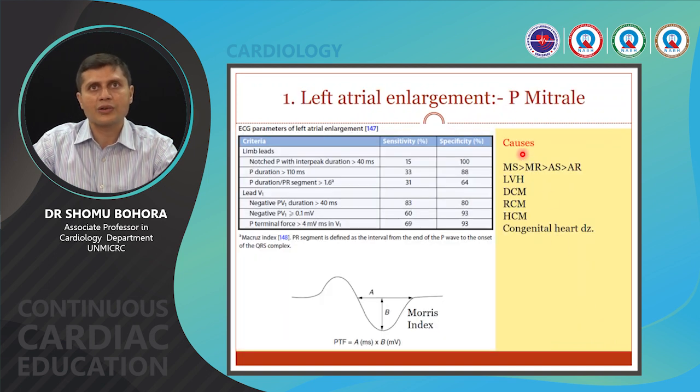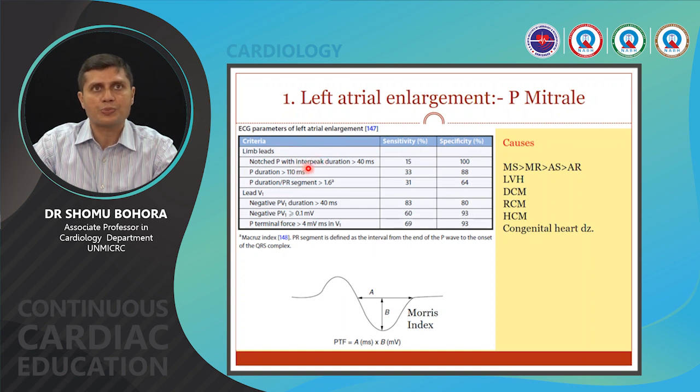So what are the causes of left atrial enlargement? You will have rheumatic heart disease or valvular heart disease, left ventricular hypertrophy, dilated cardiomyopathy, restrictive cardiomyopathy, hypertrophic cardiomyopathy or congenital heart disease. And for left atrial enlargement, which is also called P mitral, the criteria are different, but what is most important is specificity.